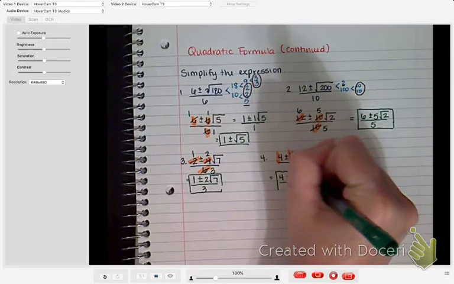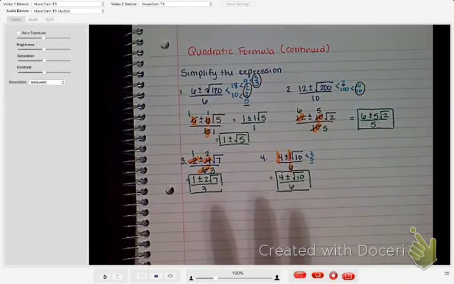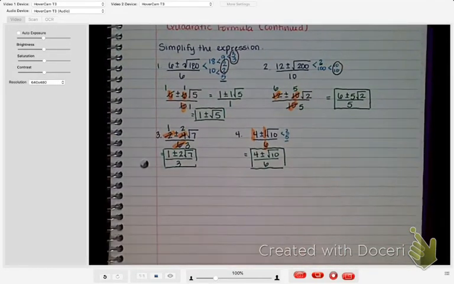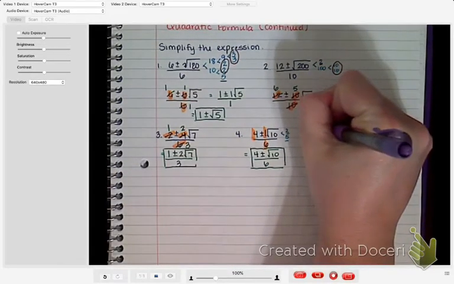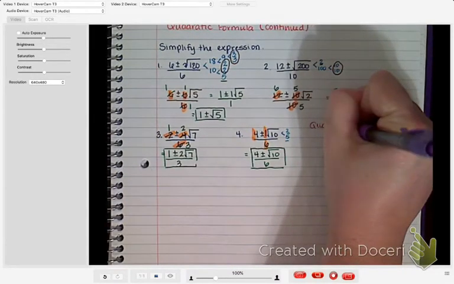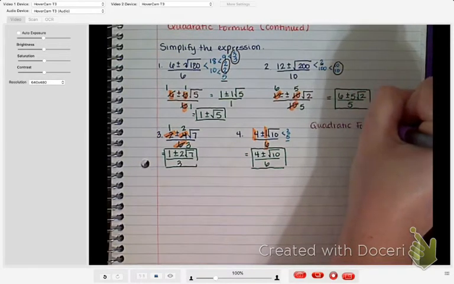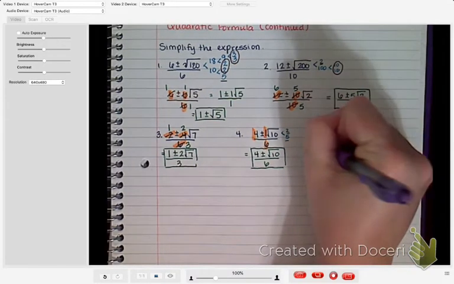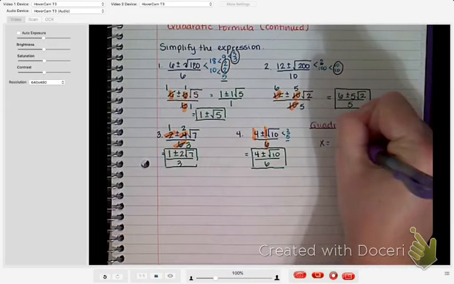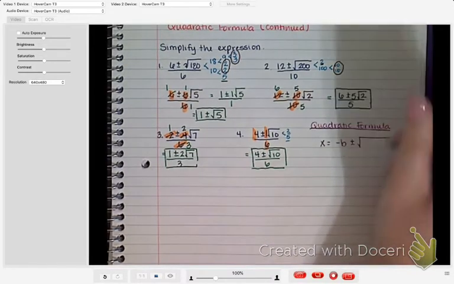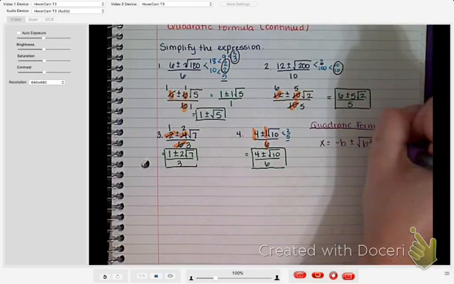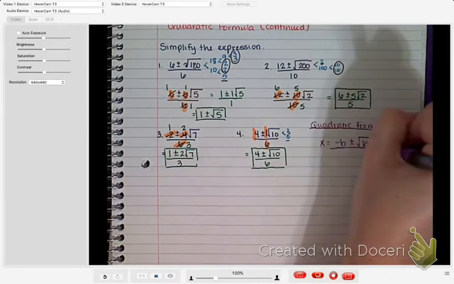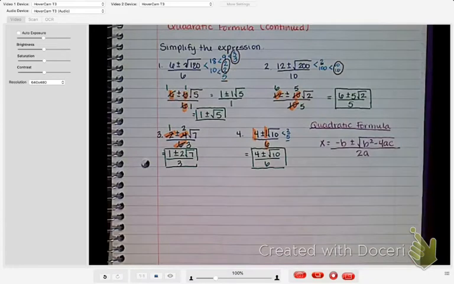Okay, so that's going to be the biggest thing as we work through the quadratic formula, making sure you understand how and when you can simplify. So it's been a week, right? We were on spring break. Let's recap what the quadratic formula is. The quadratic formula is x equals negative b plus or minus the square root of b squared minus 4ac all over 2 times a.